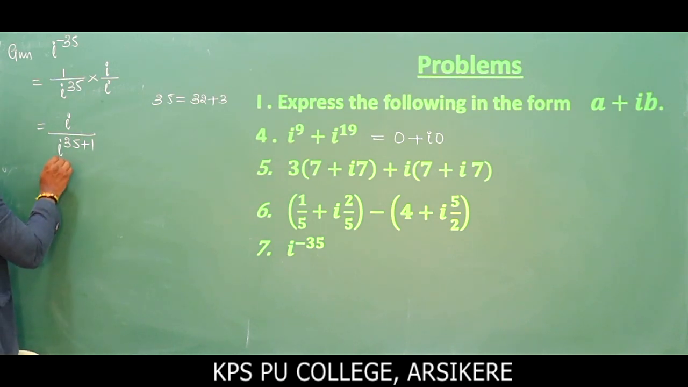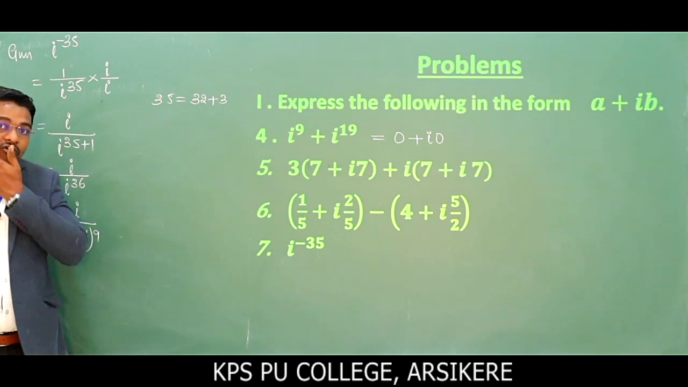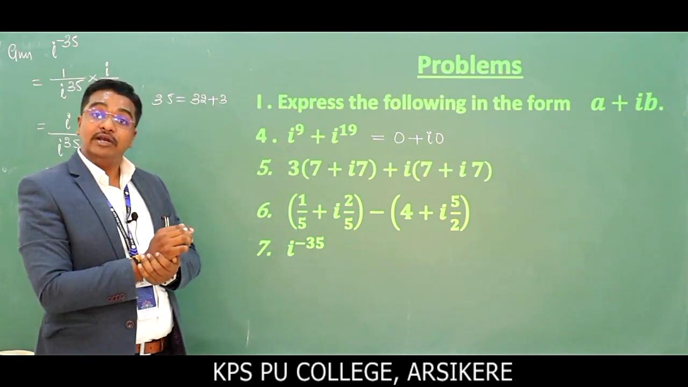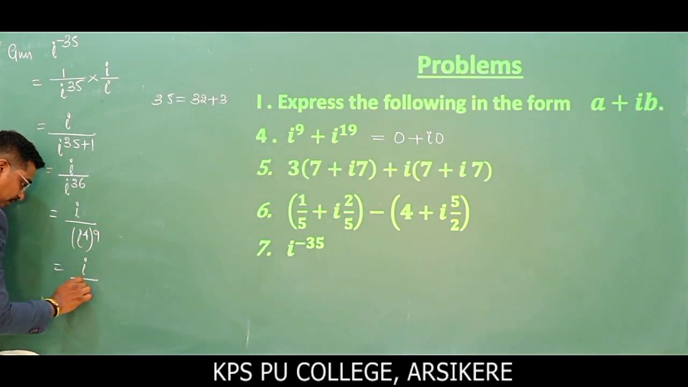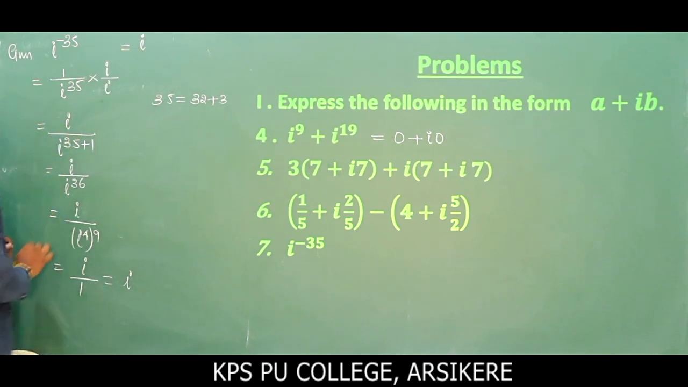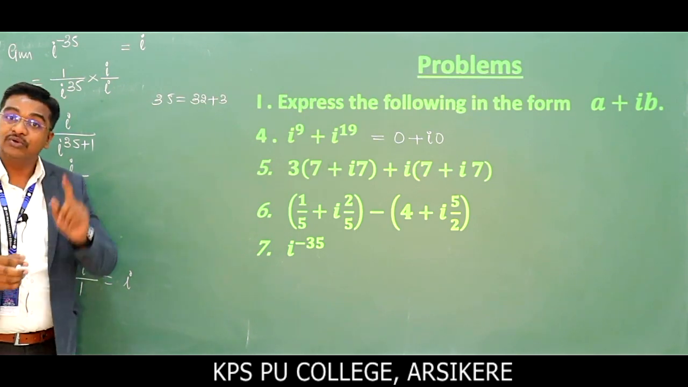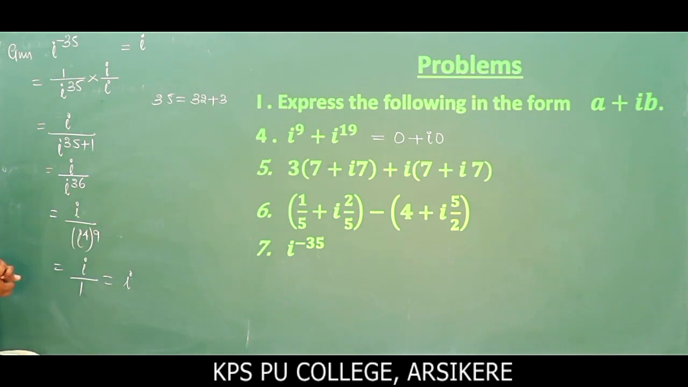So we multiply and divide by i. We are left with i in the numerator, and in the denominator i power 35 plus 1, which is i power 36. Now 36 is a multiple of 4. We already discussed that when i is raised to a multiple of 4, the value becomes 1. So here we are left with i divided by 1, which is nothing but i. So the total value is i power minus 35 is equal to i. Take a pause and note down all the things written here.